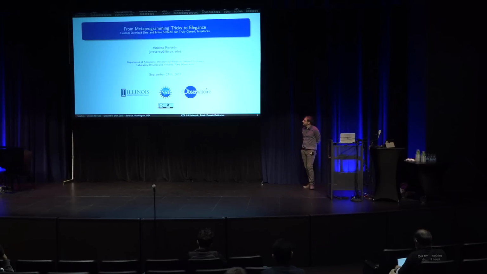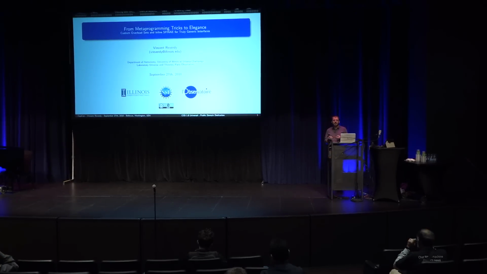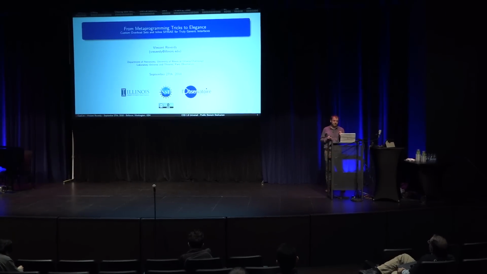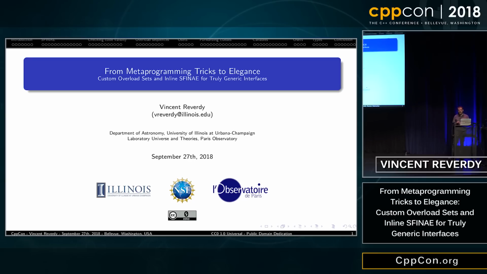I'm Vincent Reverdy, and I'm working at the University of Illinois Urbana-Champaign. Today I want to talk about what kind of tricks we can do with C++14 and C++17 to make a truly generic interface using SFINAE and using lambdas. The goal is to make SFINAE easier to use and the code far easier to read.